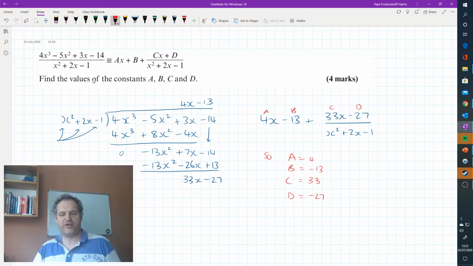I hope that this has helped teach you to do algebraic division. It's shown you how you can use the remainder theorem to check, and it's talked to you about it in a way that makes sense.